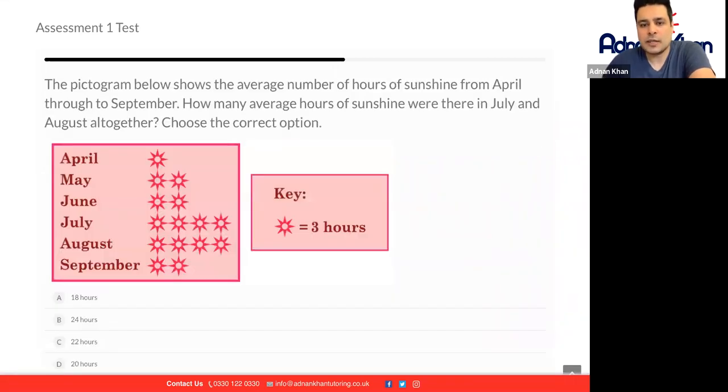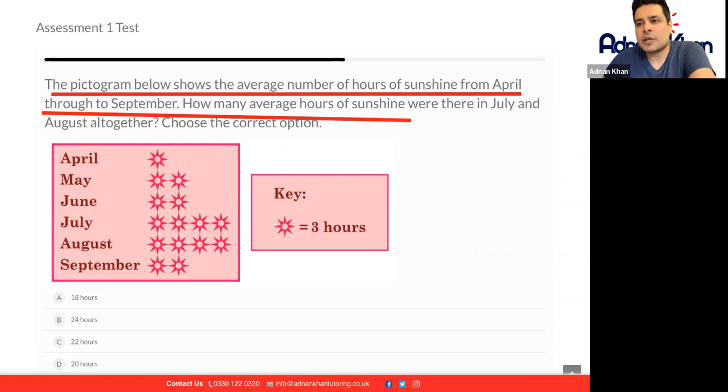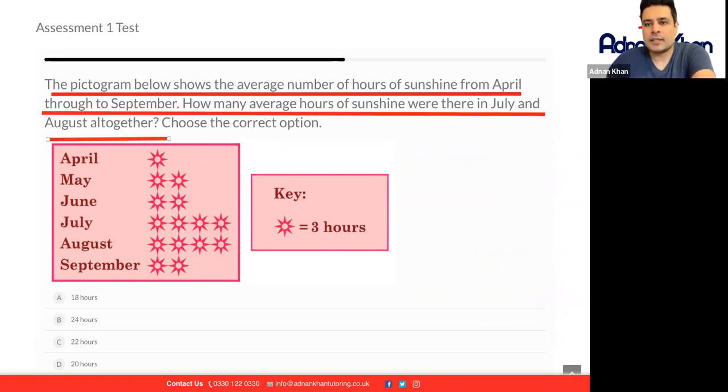Let's read this question together. The pictogram below shows the average number of hours of sunshine from April through to September. How many average hours of sunshine were there in July and August all together? Okay, let's go through this together then. So the pictogram below shows the average number of hours of sunshine from April to September. How many average hours of sunshine were there in July and August?